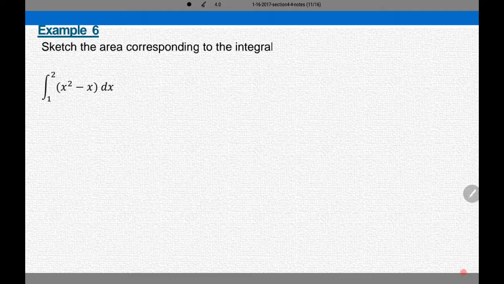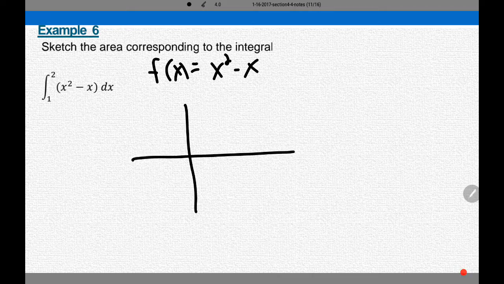And this is asking us to sketch the area. So again, first thing to do would be to start with the graph of the function. So start with this function and graph it, x squared minus x. And we're going between 1 and 2. So if we look between 1 and 2 on a graph, there's 1, there's 2. We're just going to be between these two points.